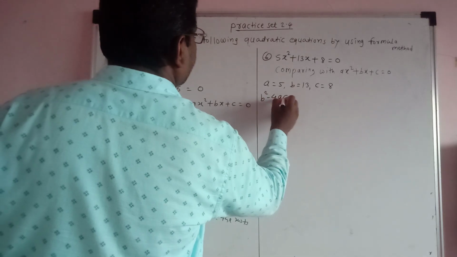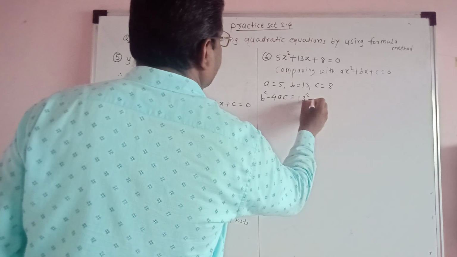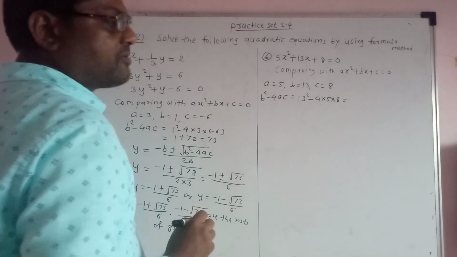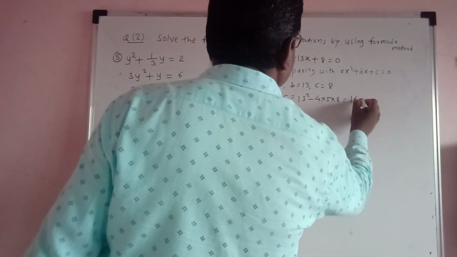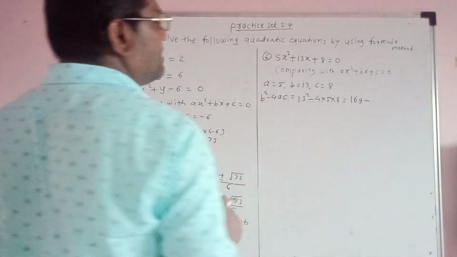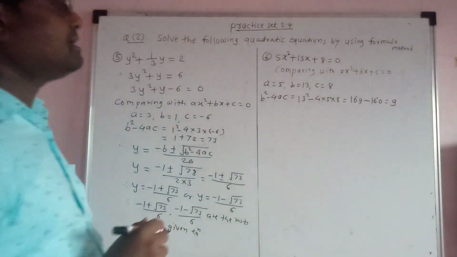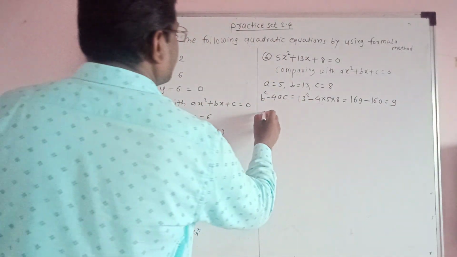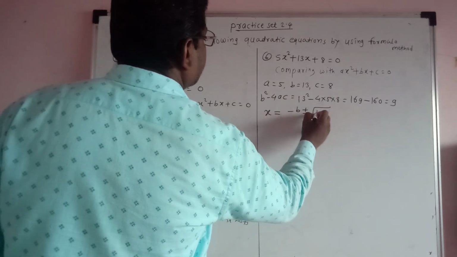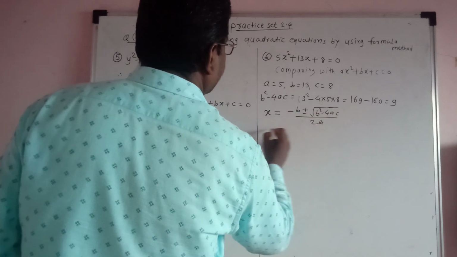b square minus 4ac is equal to b is 13, 13 square minus 4 into 5 into 8. 13 square is 169 minus 4 into 5 is 20, 20 into 8 is 160. 169 minus 160 is 9. So the formula is x is equal to minus b plus minus square root of b square minus 4ac upon 2a.